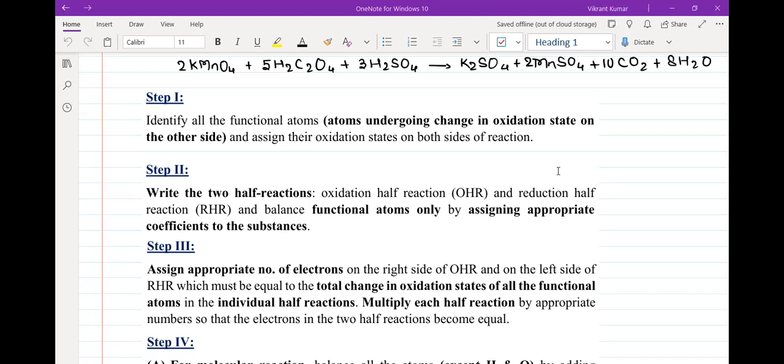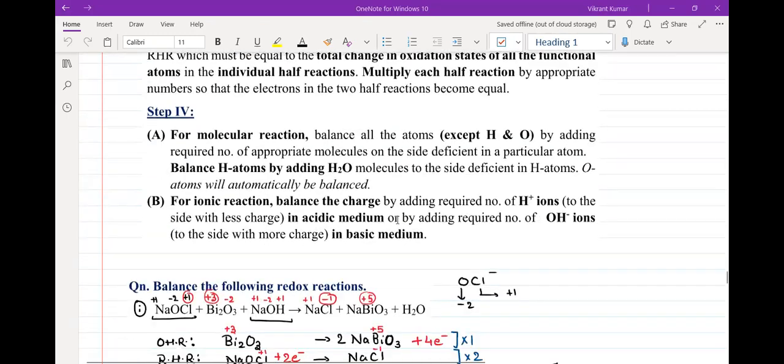Itna karne ke baad again I'll balance the hydrogen atom by adding appropriate number of H2O on the required side, and then oxygen will automatically be balanced. This is the method. ठीक है? अब ये 4 स्टेप जो है ना, जितनी बार करोगे उतना माइंड में फिट होगा. That's all we have to do in the balancing.